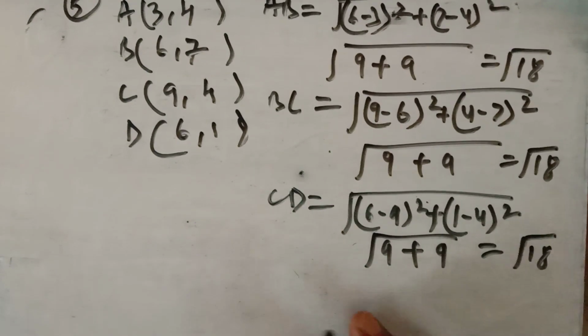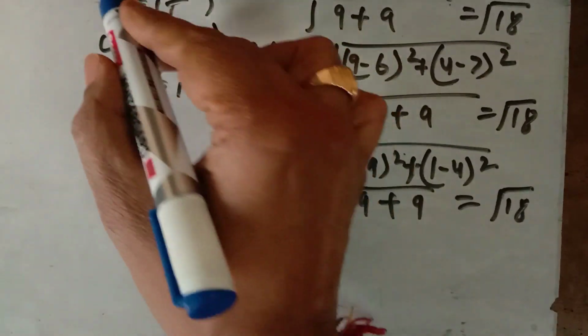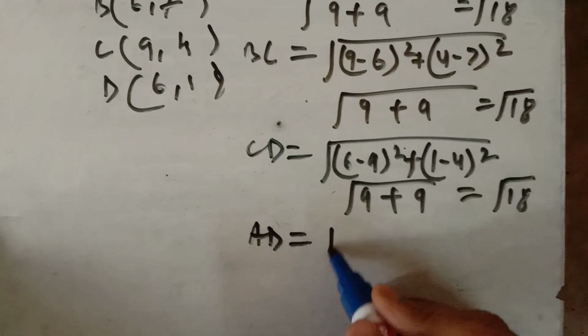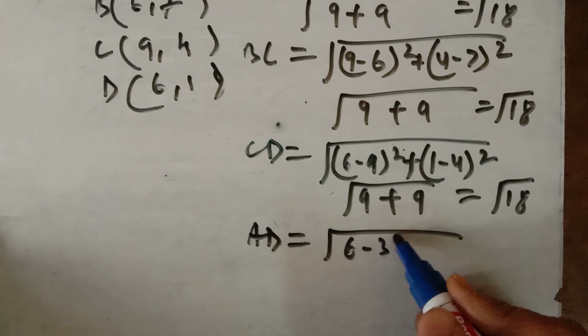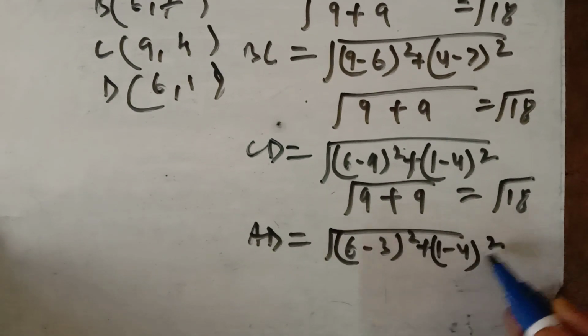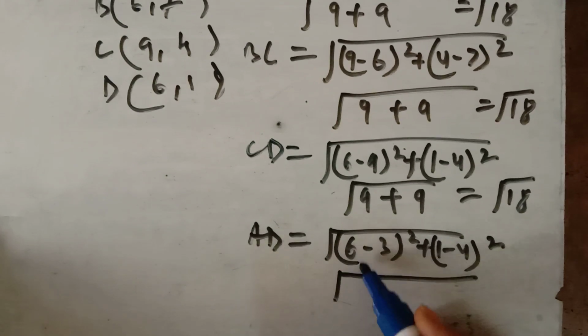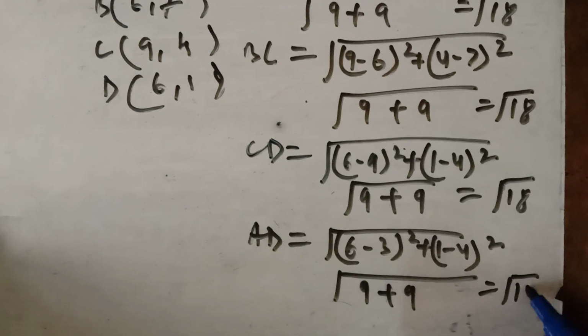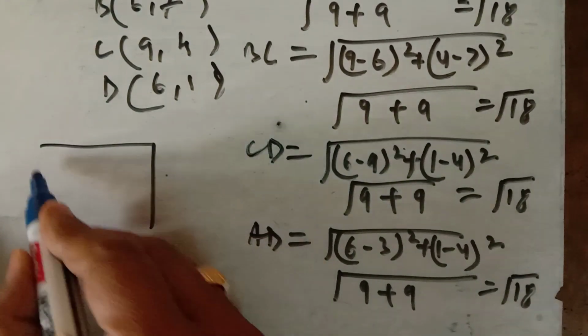This is also root 18. Then find the distance between AB. AD का distance निकालिए, that is AD. It is equal to again x2 minus x1 ka whole square and y2 minus y1 ka whole square. So this is also coming out to be 3 ka square, that is 9, root 18. That is what we have found out.